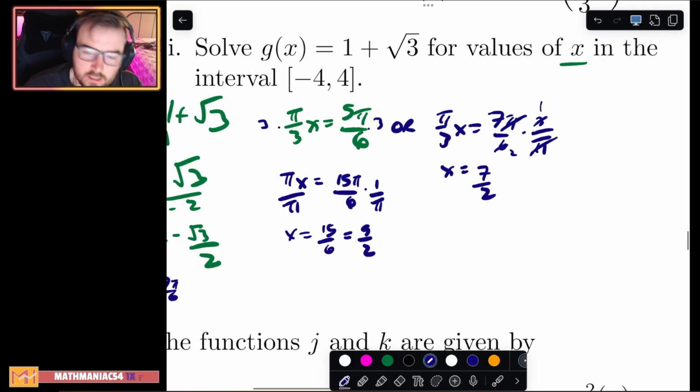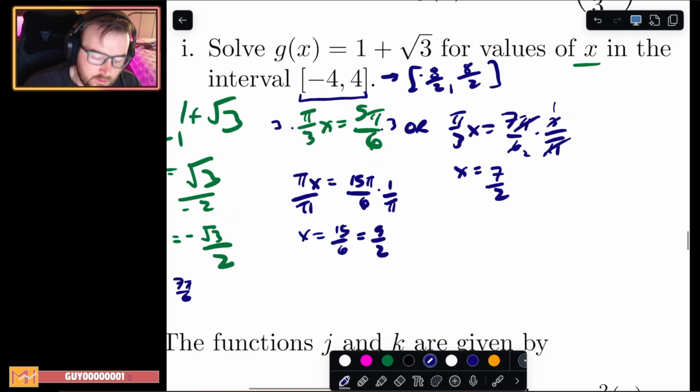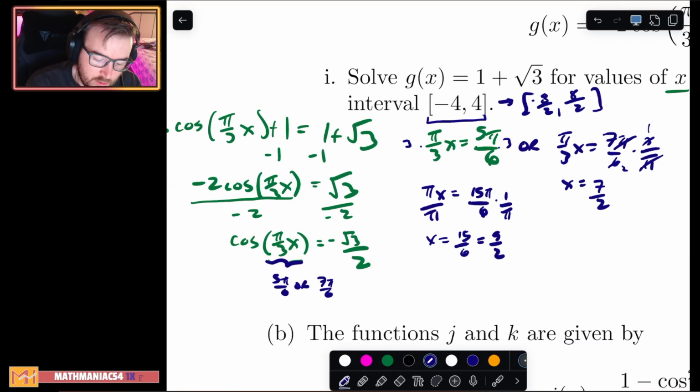But we want to find the values of x in the interval -4 to 4. Mind you, that's the same thing as -8 over 2 and +8 over 2. So are these the only two answers that fit in the interval? As this function wiggles along, it's going to equal negative root 3 over 2 over and over and over. But are there a couple more occasions? 2, 3, 4? Let's find them.